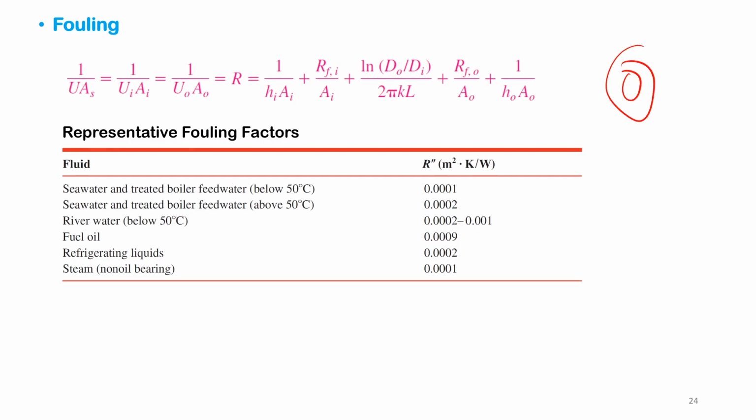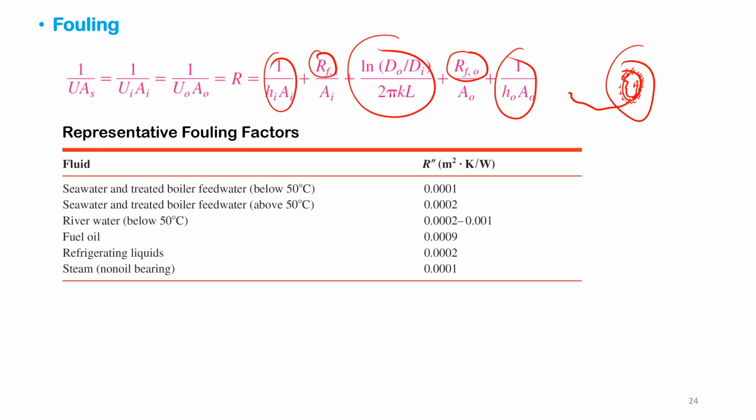For instance, you may have fouling inside, and you may have fouling outside, so you may have two foulings. Let's say you are focusing on this wall. We have convection inside, convection outside, fouling resistance inside, fouling resistance outside, and then the wall resistance. Most of the typical representative fouling factors are tabulated in this table. Depending on what kind of fluid you use, you may get a different fouling resistance, and these are tabulated. These are per unit area.